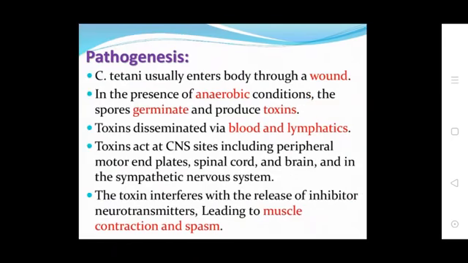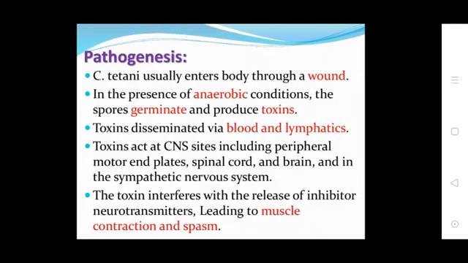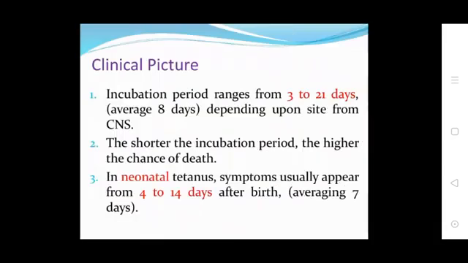Tetanus neonatorum. Pathogenesis. C. tetani usually enters the body through a wound. In anaerobic conditions the spores germinate and produce toxin. The toxin disseminates via blood and lymphatics. The toxin acts on CNS sites including peripheral motor end plates, spinal cord, brain, and the sympathetic nervous system. The toxin interferes with the release of inhibitory neurotransmitters, leading to muscle contractions and spasm.